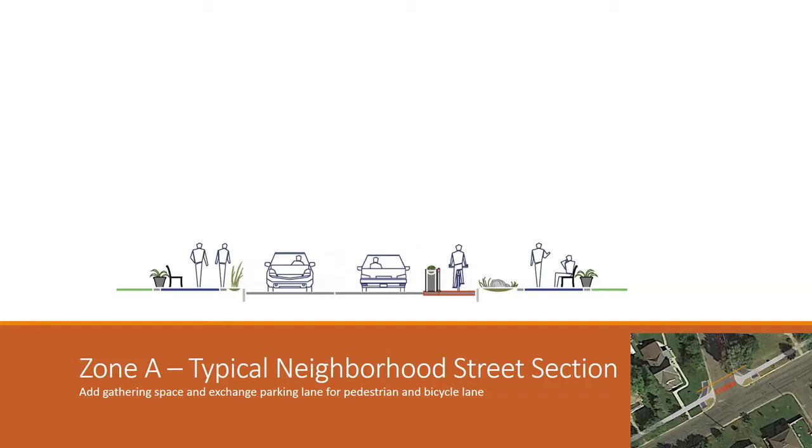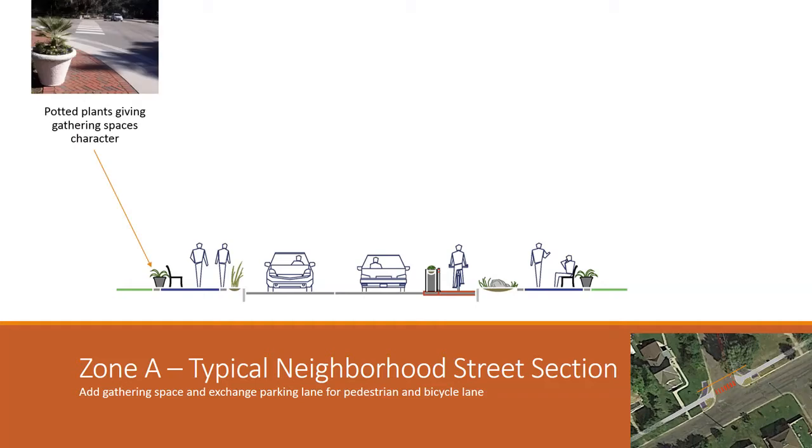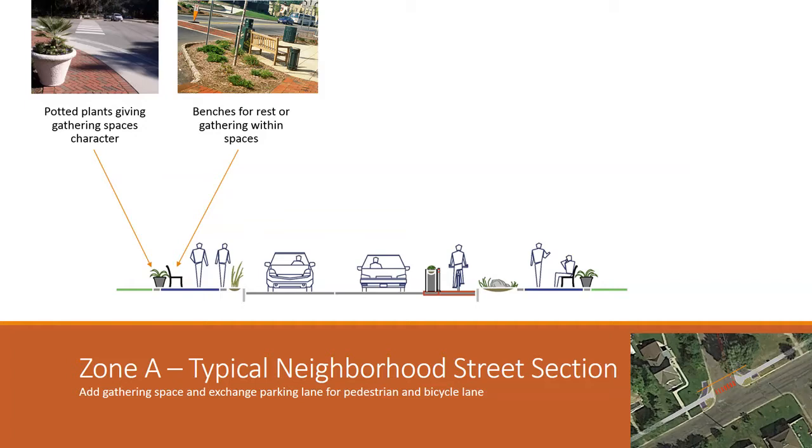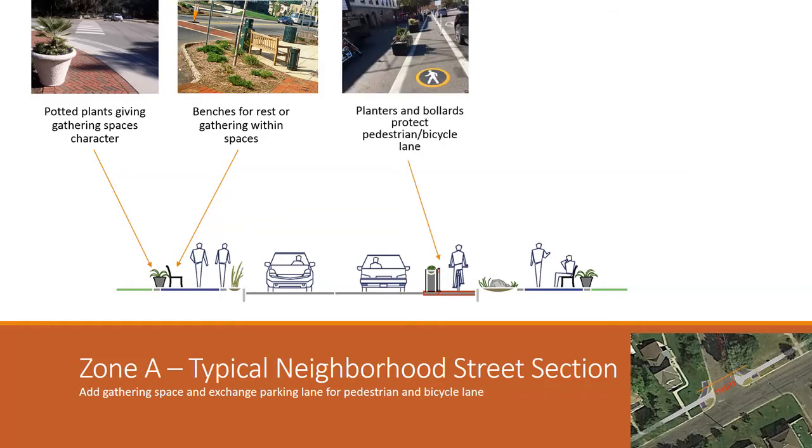Now here you can see the added gathering space, exchanging that lane of parking and adding planting beds, benches, and plantings. One material palette is the potted plants, an example of giving character to these spaces. The benches will allow for rest within the gathering spaces. Planters and bollards can protect the pedestrian and bicycle lane, and the planters could maybe be moved for the wintertime, and snow could pile up there for clearing it out during the winter.